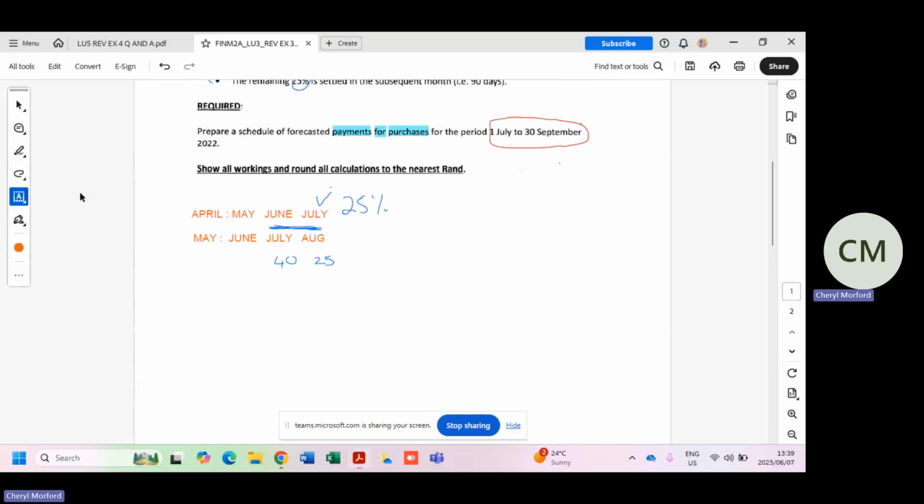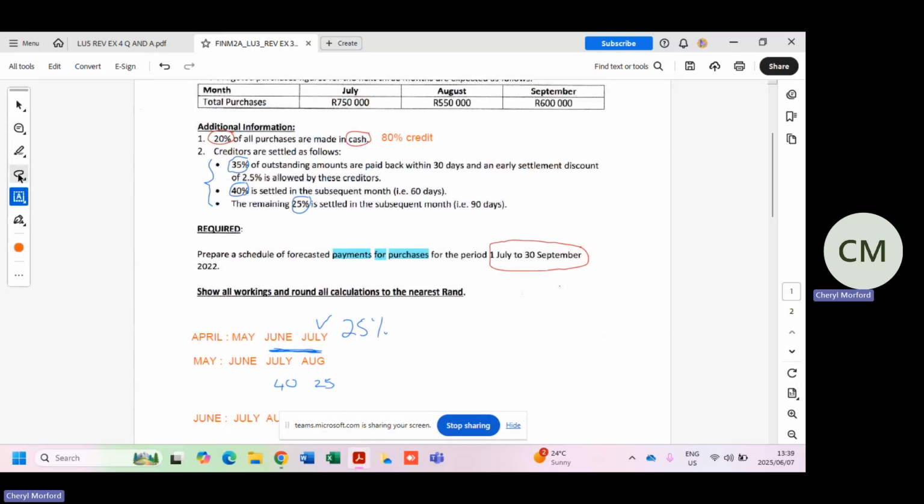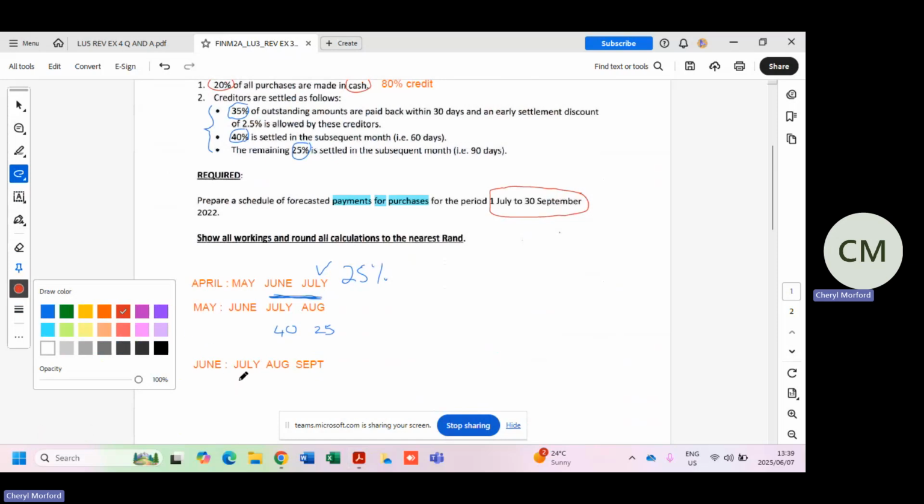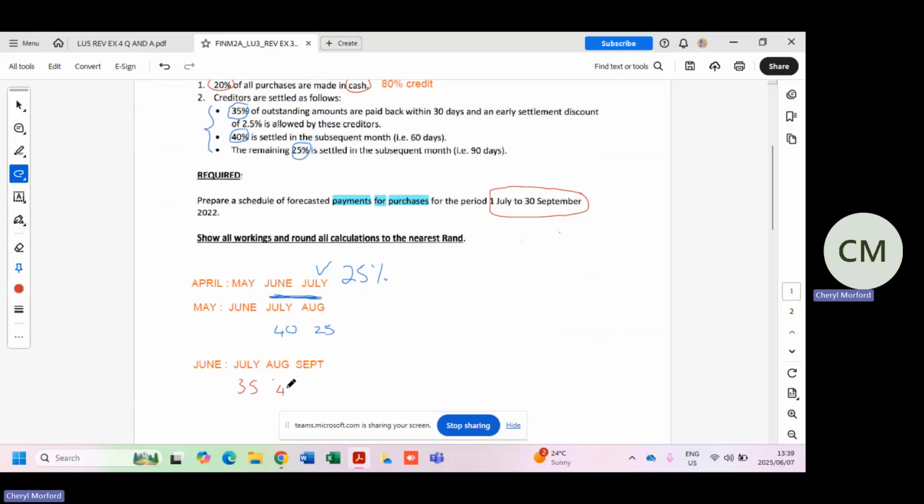Next up, let us do the purchase for June. Following the payment, it will be first installment July, second installment August, last one September. All three of these months fall within the scope of the question, so I must put all of them in. And what are going to be the different percentages? We've already looked at some of them, but not all of them. So let's go here. The first one for July is 35%, then 40% for August, lastly 25%.